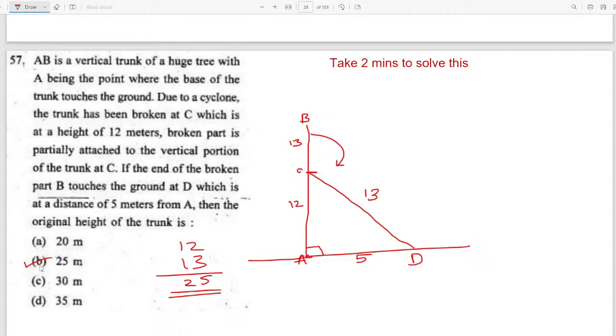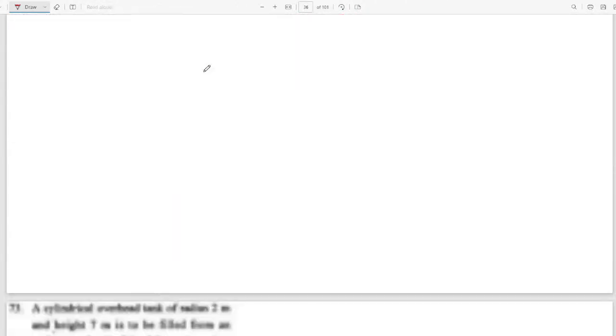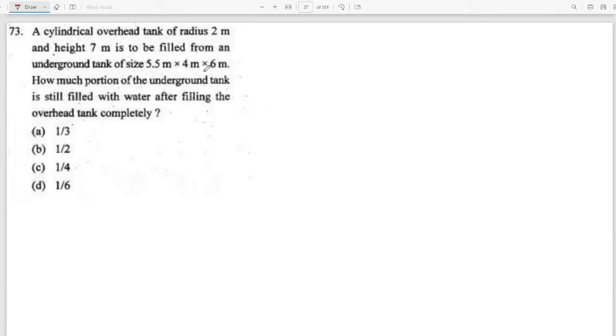I hope this is clear. If you have any doubt, you can post your query in the chat section. If things are clear, we'll move to the next question. So I'll move to the next question then. Take 2 minutes to solve this question.